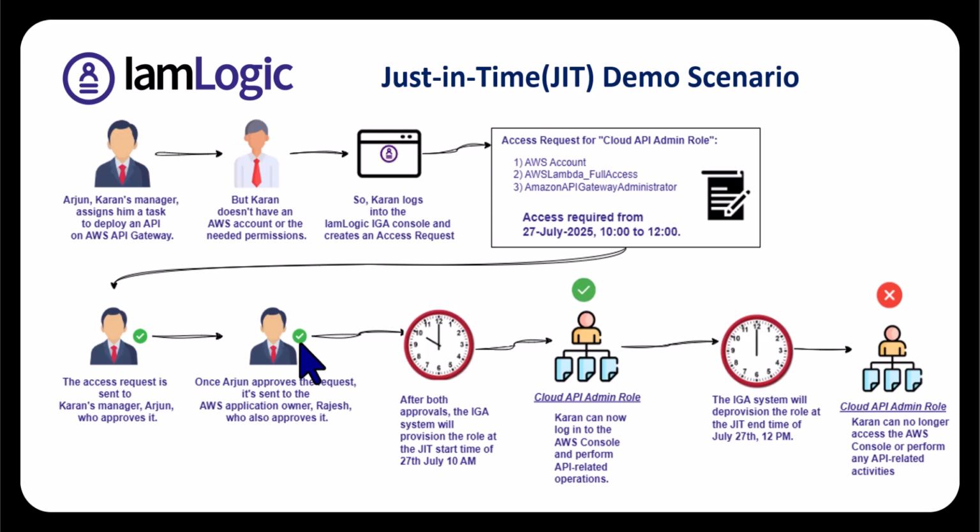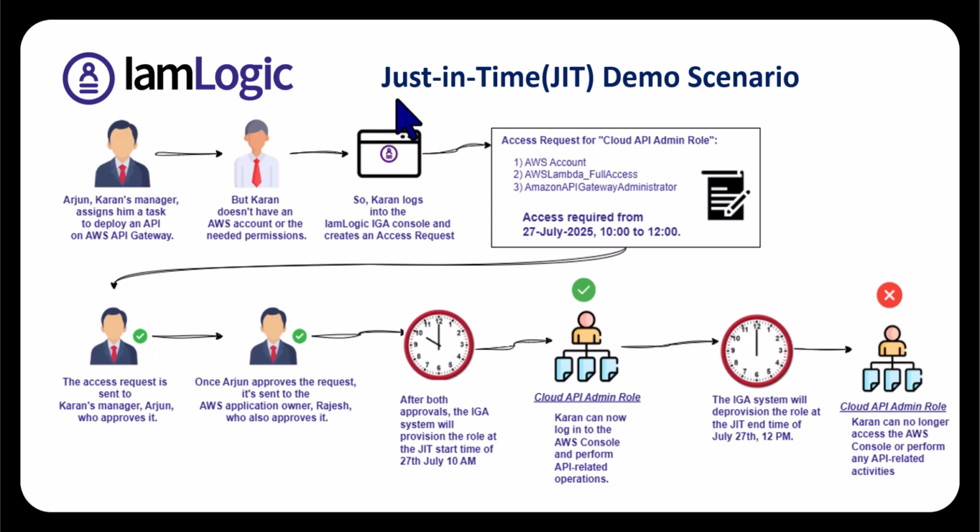Now the IGA system waits until 10 a.m. At 10 a.m., it automatically provisions the requested access. Karan can now log into the AWS and do his job. At 12 p.m., the system deprovisions the access. After that, if Karan tries to use those permissions again, access will be denied. This is a simple example of just-in-time access, granted only when needed for a specific task and automatically removed afterward. No standing accounts, no extra risk.